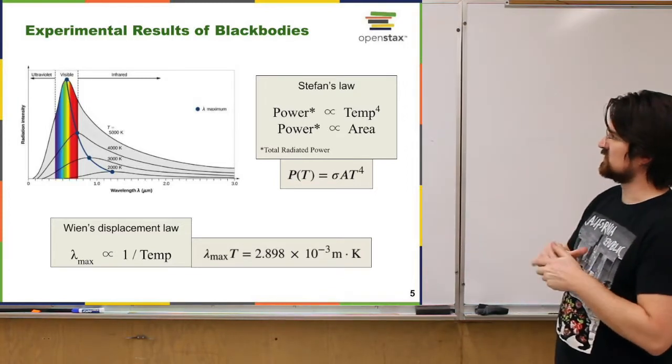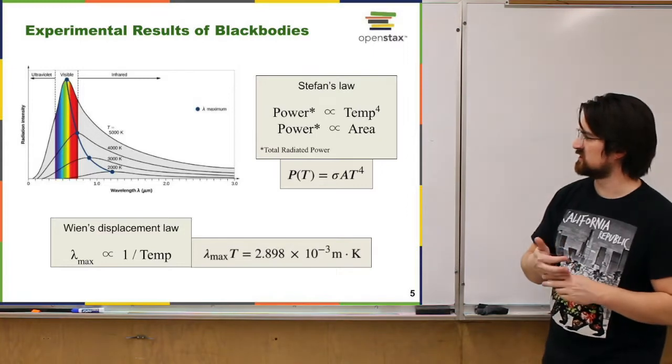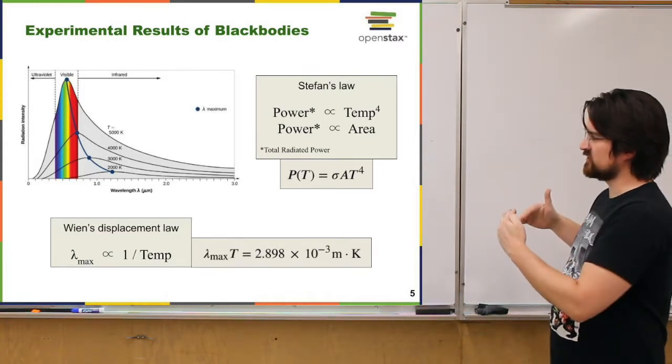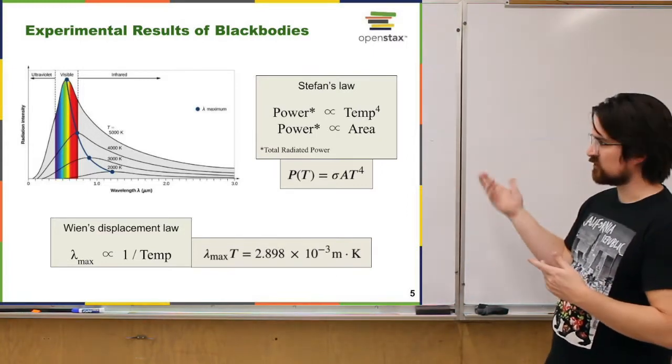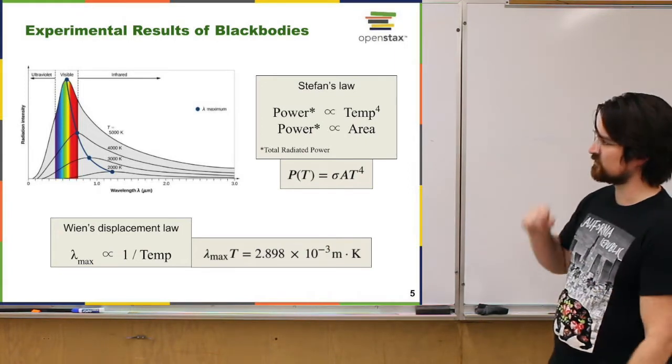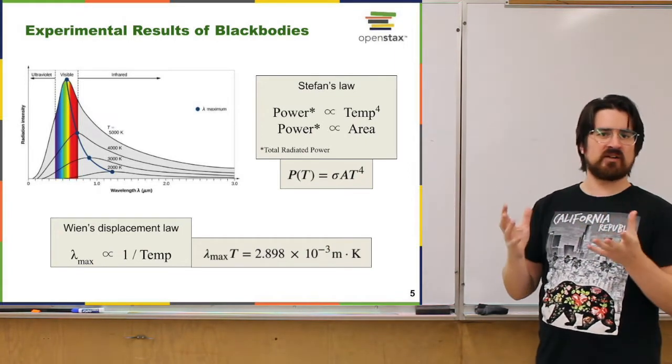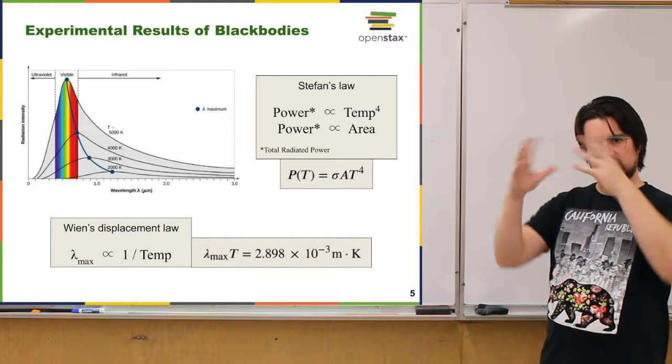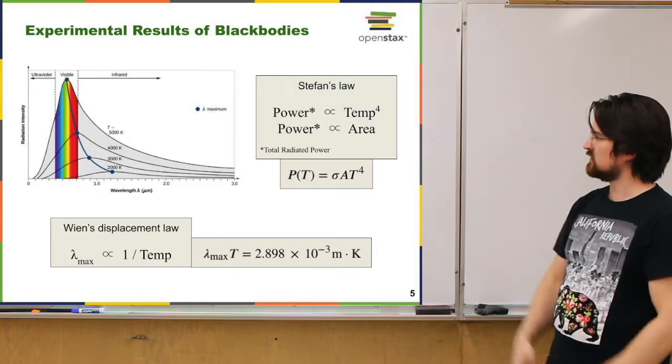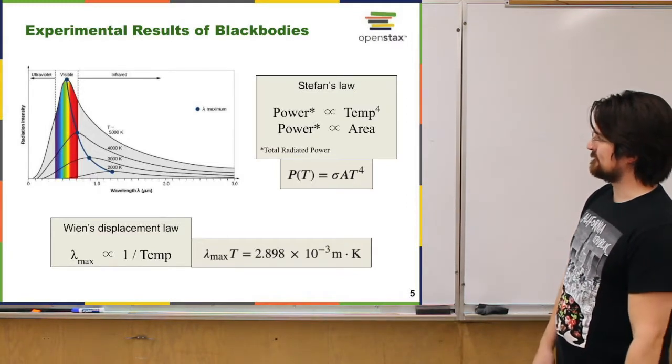There was also this thing called Stefan's law, which told us that power, the area underneath these curves, is actually proportional to the fourth power of the temperature. And it's also proportional to the surface area of that black body, the interior radiating surface. The power also depends on that.